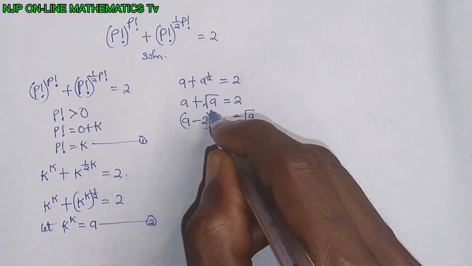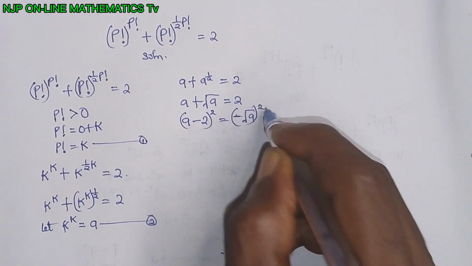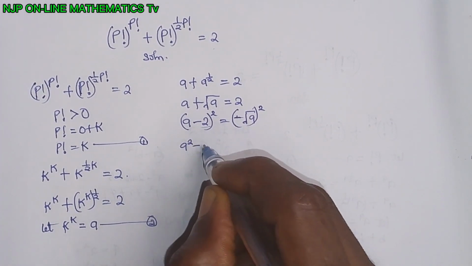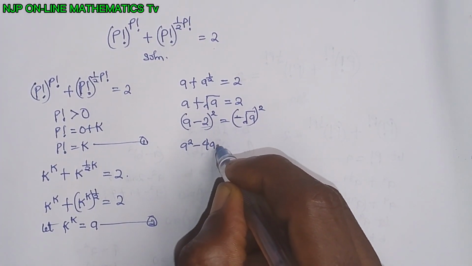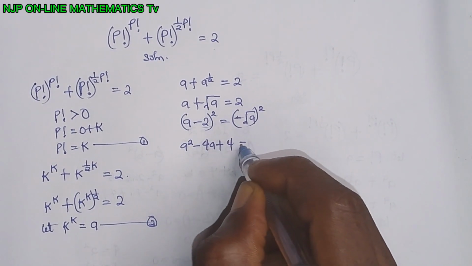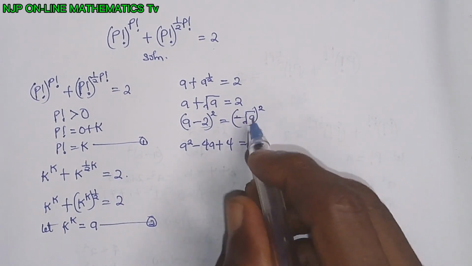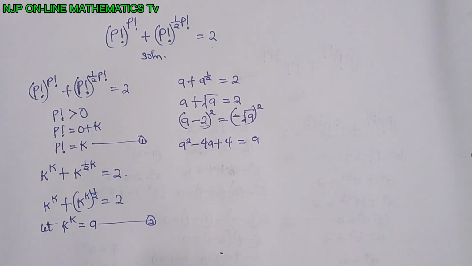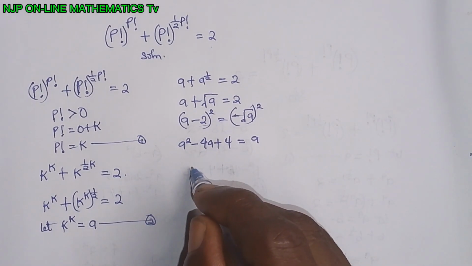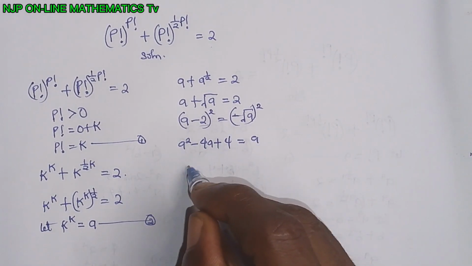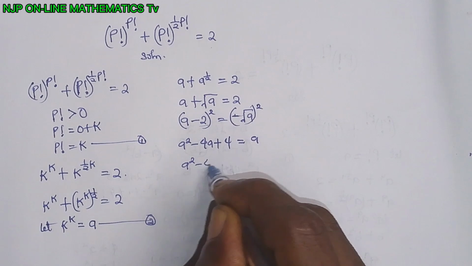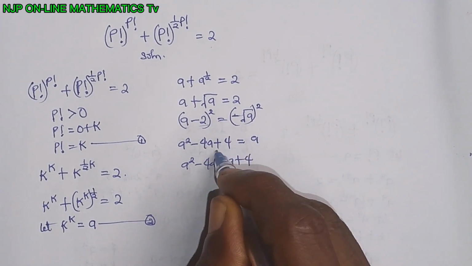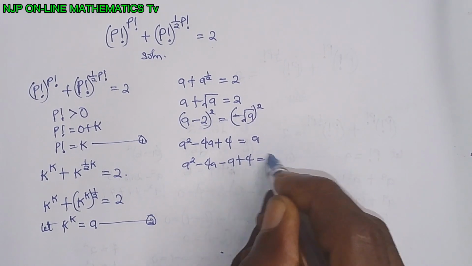We can square both sides, and if we square both sides, we are having this. So definitely, this becomes a² - 4a + 4 = a. Remember, when you square a negative sign, it becomes a positive sign. So we now have to take this to the left hand side, and we are having a² - 4a - a + 4. Since this was positive, when we take it to the left hand side, it becomes negative, = 0.